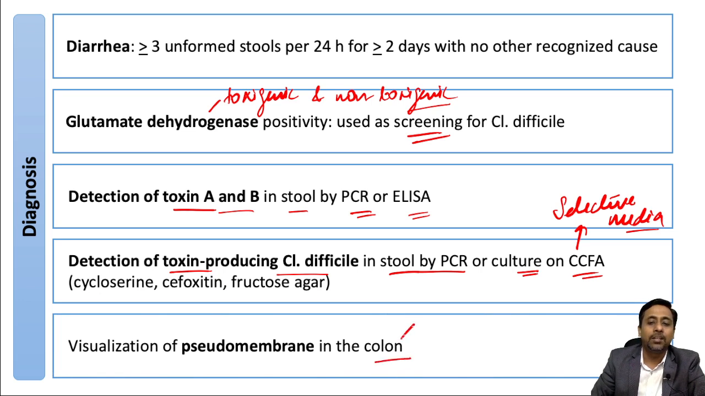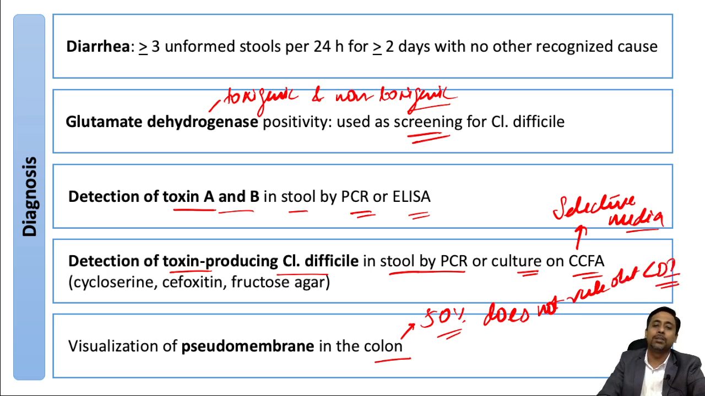But it is seen in approximately 50% of patients with positive culture and positive test for toxins. But if this pseudomembrane is not visualized, it does not rule out CDI. Okay. So remember this, negative pseudomembrane does not rule out CDI.